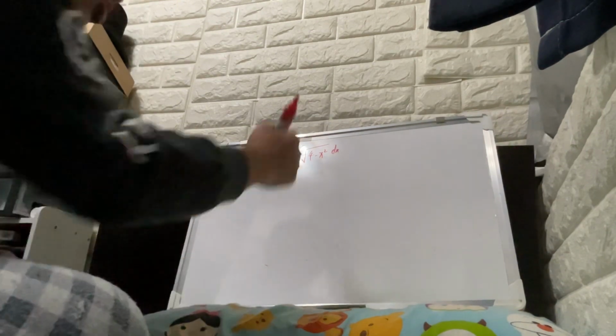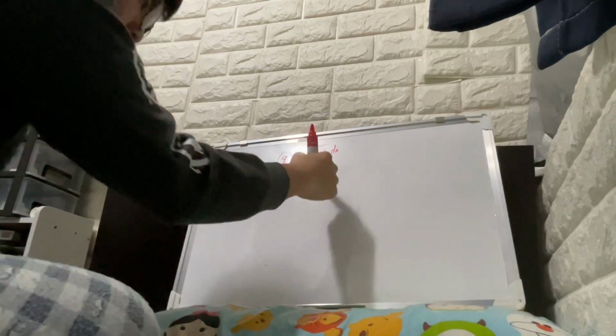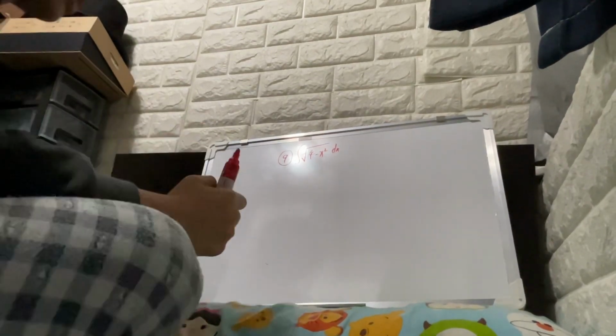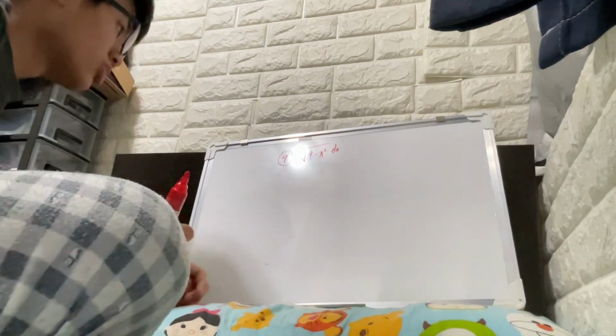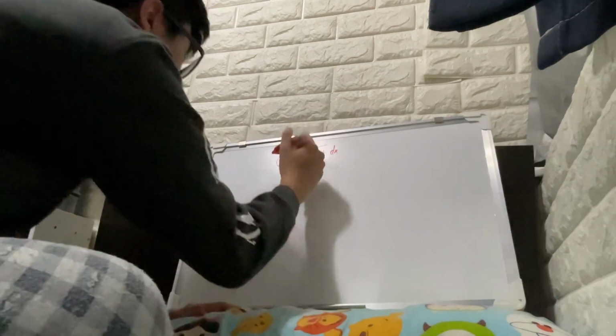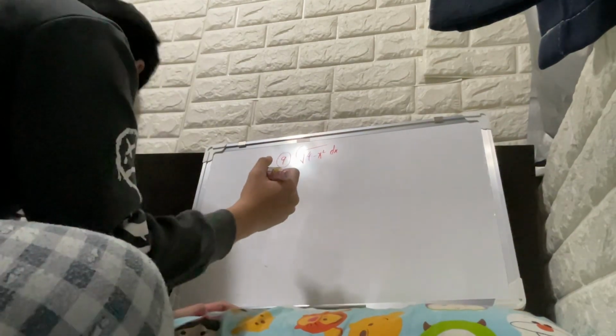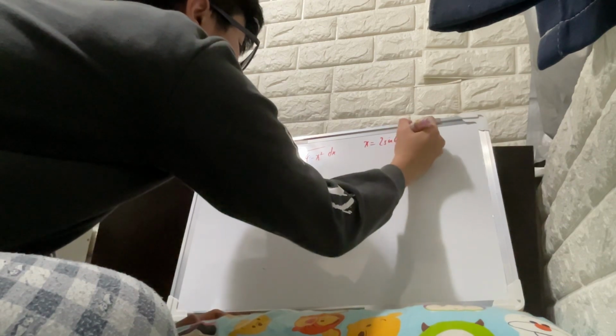The easiest one is just 1 over the square root of a squared minus x squared becomes inverse sine of x over a plus c. And this is really hard to remember. So to do this integral, we're going to use trigonometric substitution. We let x equal 2 sine theta.